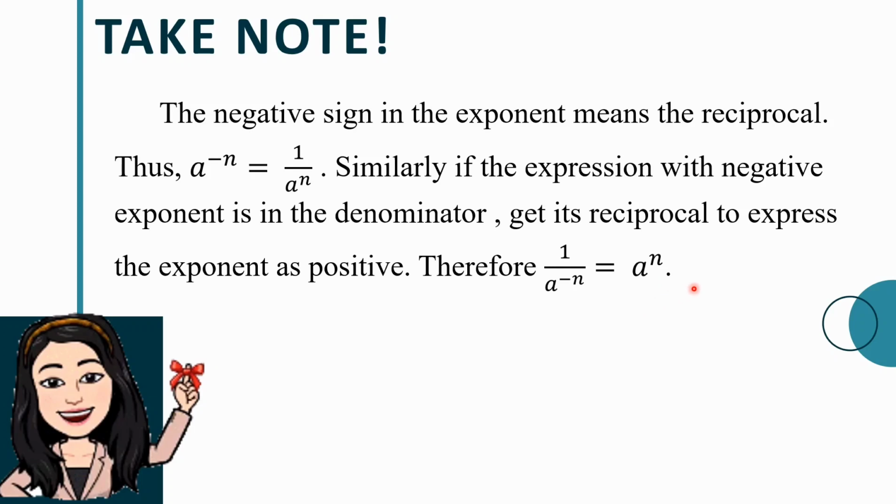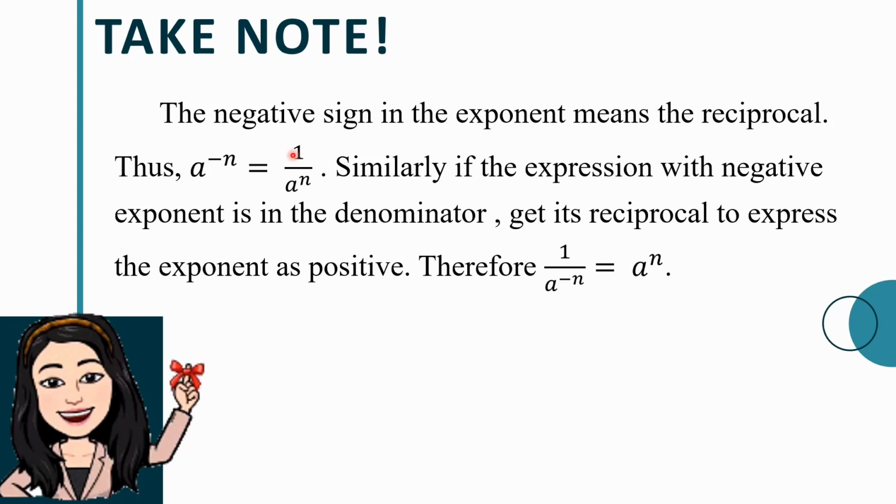Ang a raised to negative n, meron po yang over 1. Kung kaya, nung kinuha natin ang reciprocal, naging positive na yung negative exponent. Kaya nangyari, si a raised to negative n, inilagay natin sa denominator, naging positive na si n. And then yung 1 na nasa denominator, napapunta siya sa ating numerator. So that is what we mean by reciprocal.